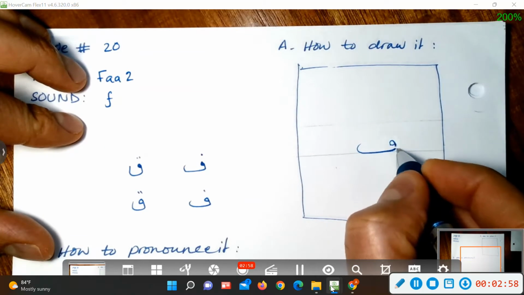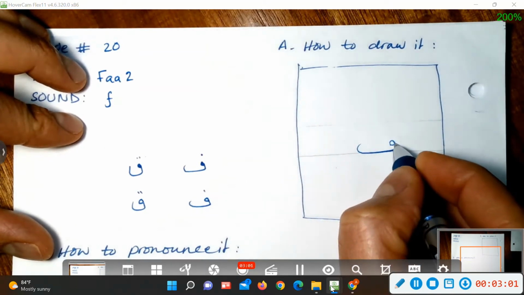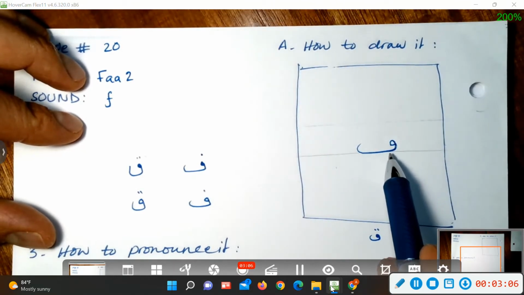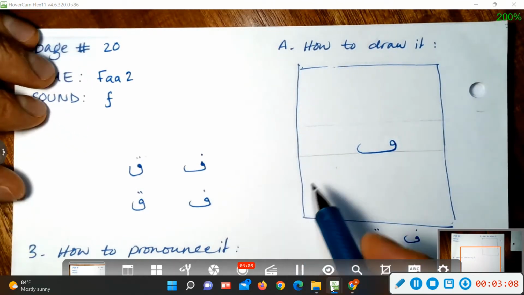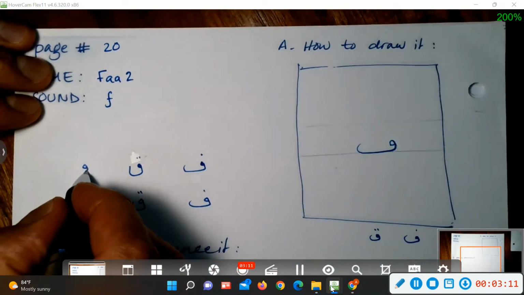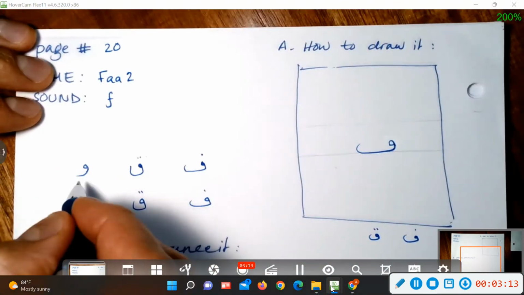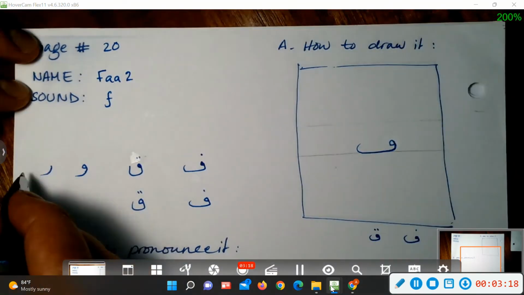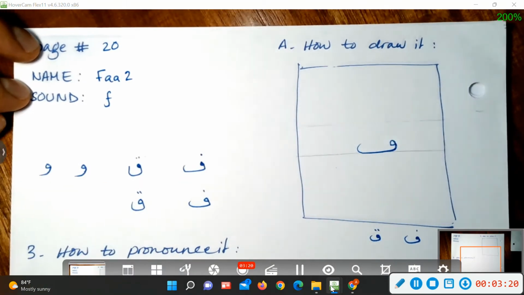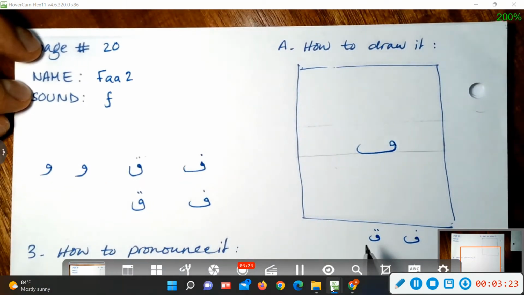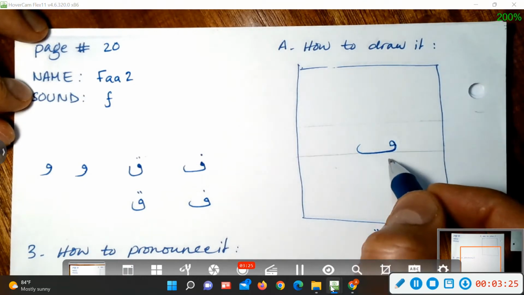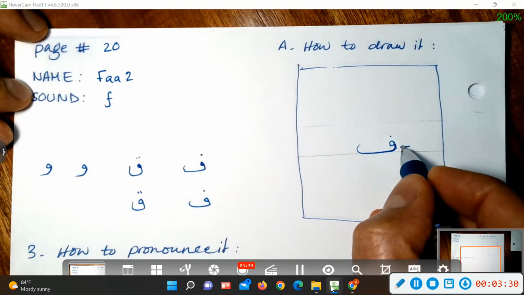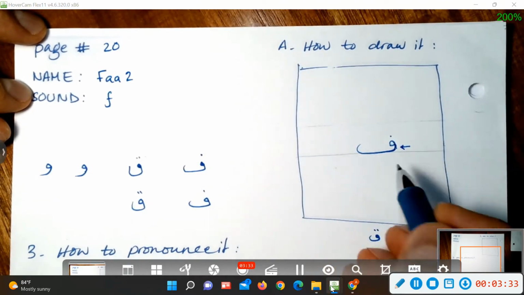Start with the head, and the head of the Fa looks exactly like the head of a Waw. Later on, we're going to study a letter called Waw. Same head as the Fa and the body of the Ra. So the Waw is Ra with the head. We're going to see this later. Right now, we see the Fa. We draw the head first with a dot. Don't forget the neck. And then the body of the Ba.